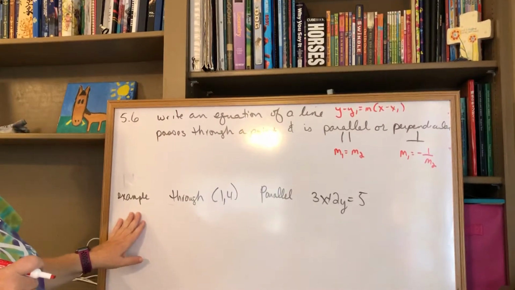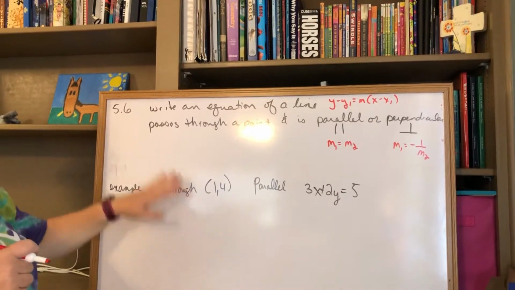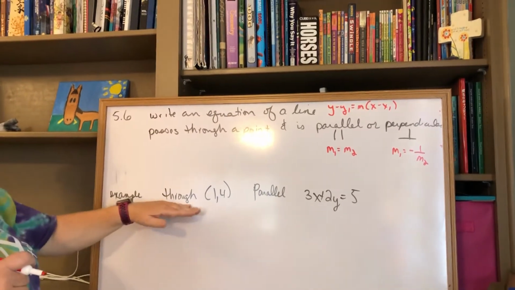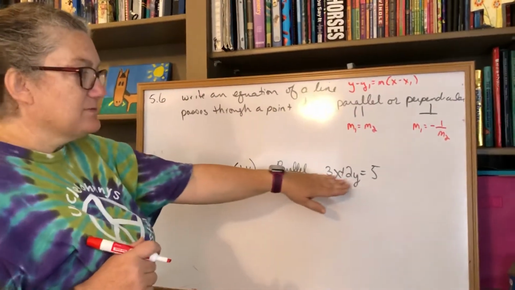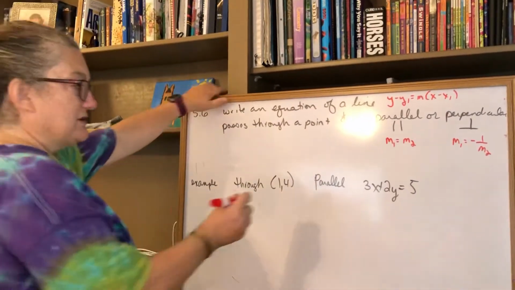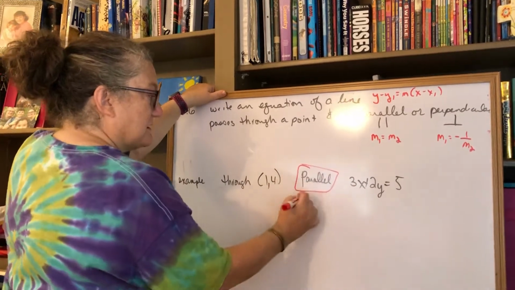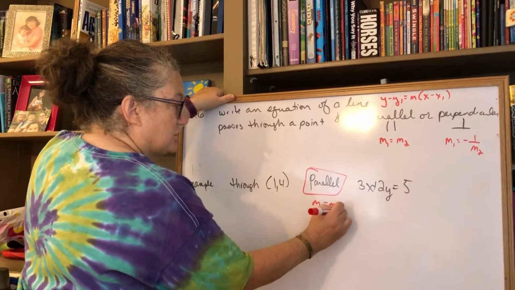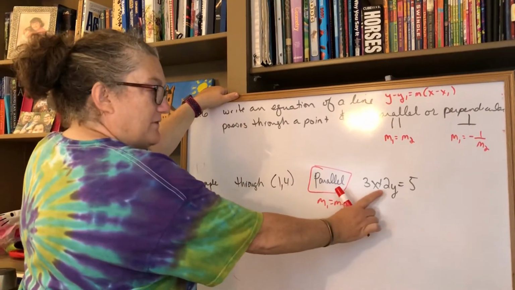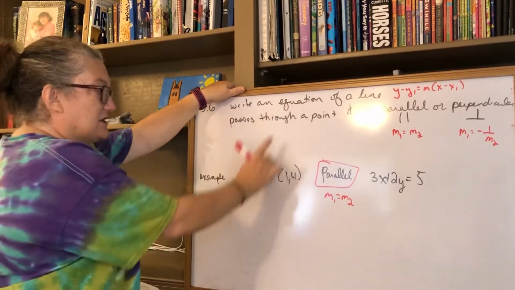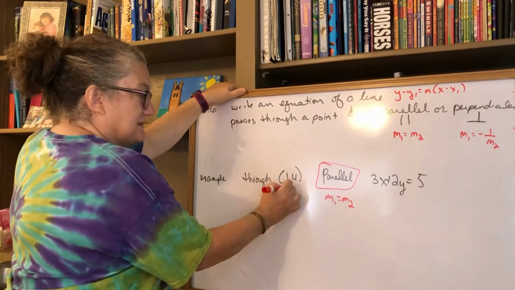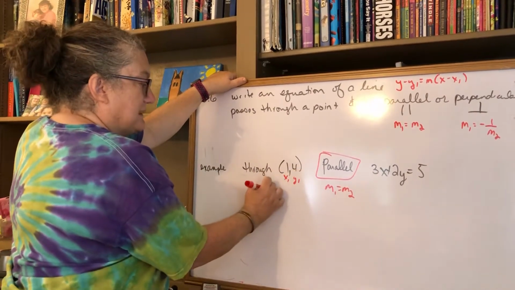So here's an example. We want to write an equation of a line that passes through (1, 4) and is parallel to 3x plus 2y equals 5. What do we know about parallel lines? m1 equals m2. So if we know the slope of this line, then we'll know the slope that we need over here. Because to write an equation, we need to have a point, this is x1, y1, and a slope.